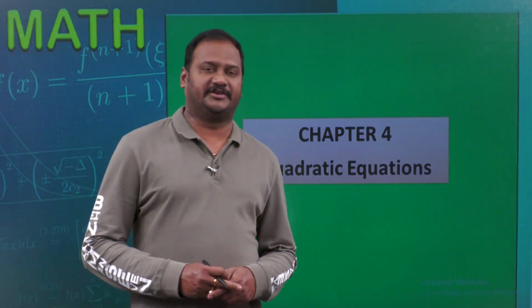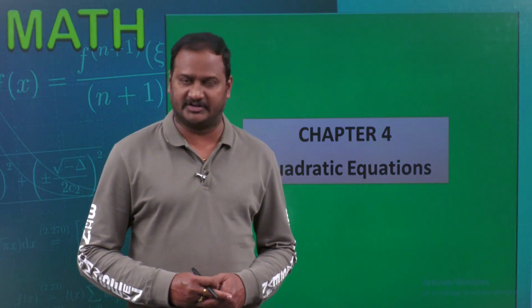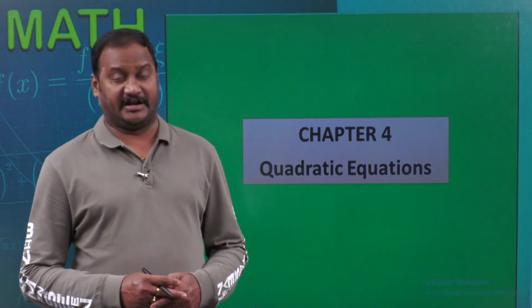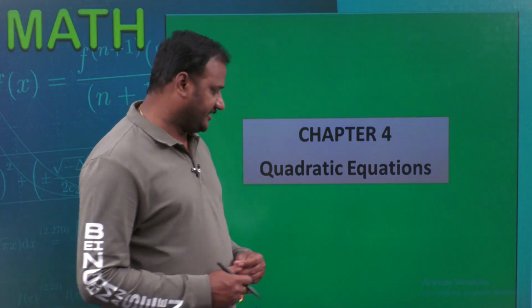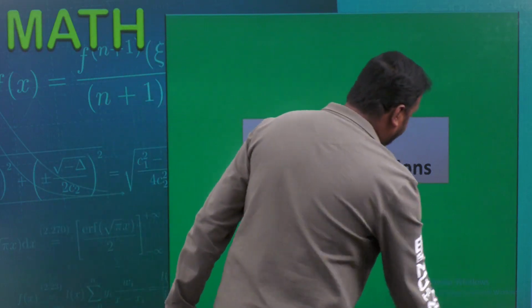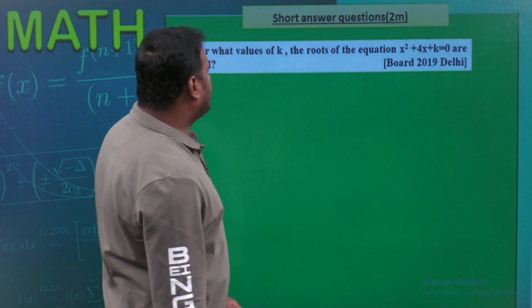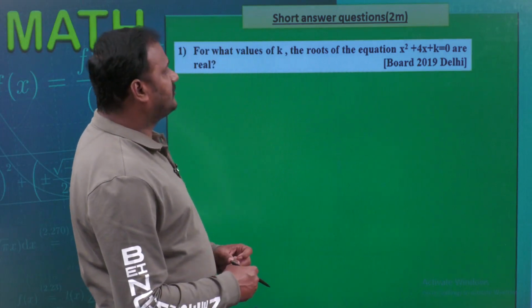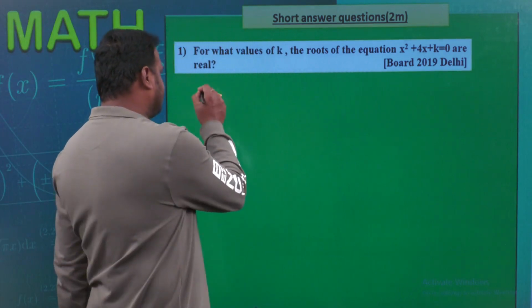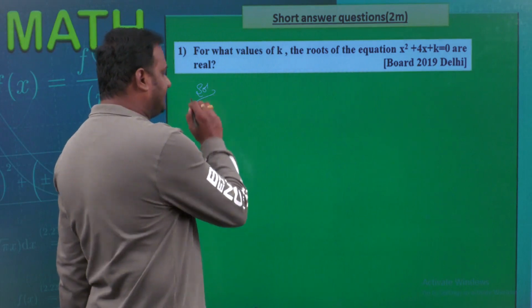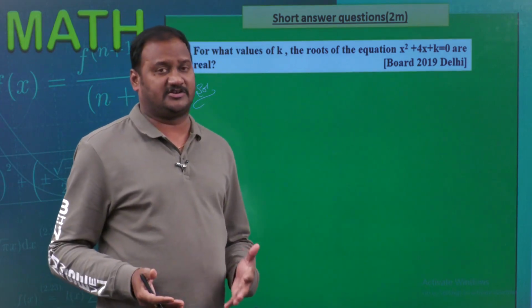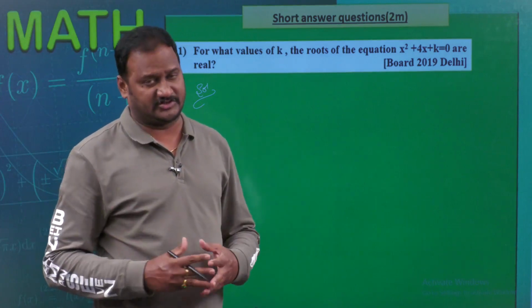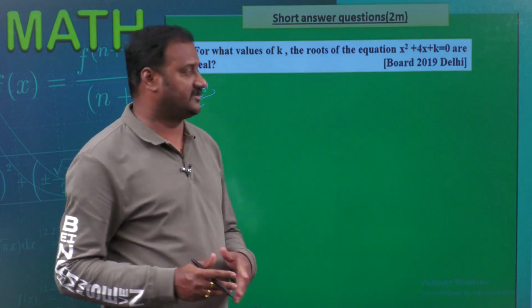In this module we are going to discuss 2 mark problems which were given in previous board examinations and which are very important from the examination point of view from the chapter Quadratic Equations. Coming to the very first problem: for what values of k are the roots of the quadratic equation real? When the roots are said to be real, we are talking about the nature of the roots. We are not talking about what the exact roots are. We are talking about the nature of the roots.